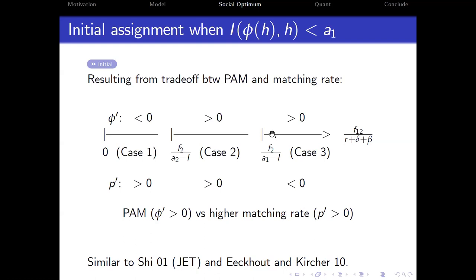Then you can increase this complementarity. If complementarity is really strong, you always get PAM, because now the trade-off between the two is exactly switched. The social planner should insist on PAM because the increase in output is enormous. It's worthwhile for the high skilled people to wait. And then you also get something in between, which I think a lot of people think is the normal outcome: the highest skilled people are matched more quickly, P prime is positive, and they also get a higher capital stock to start with. This graph and the interpretation for the intuition are very similar to my JET paper or the paper by Eckert and Kircher.